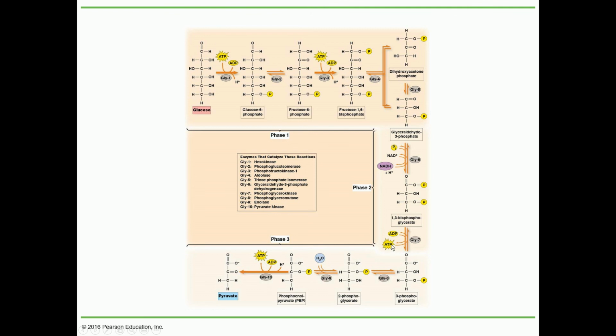And after this, the 3-phosphoglycerate is converted into 2-phosphoglycerate. So here just the position of the phosphate group is getting changed, and this takes place with the help of the enzyme phosphoglyceromutase. And after that, this 2-phosphoglycerate is converted into another compound called phosphoenolpyruvate, with the help of the enzyme enolase.